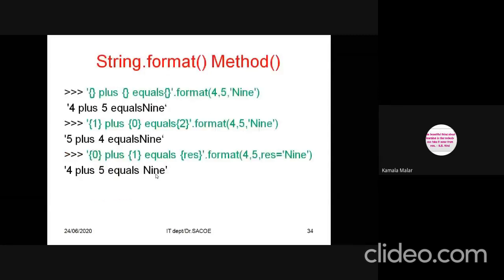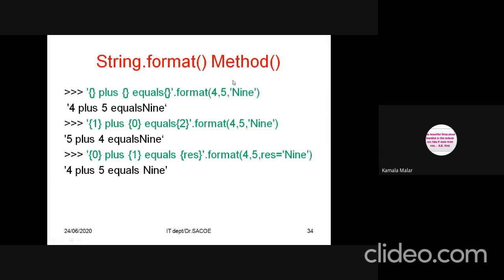In string format, this is used for printing. For example, if I want to pass a value as an argument, after that we will move to the function, where you will be clear with the argument and all. First, positional arguments, that is 0, 1, 2. So 4 is replaced in the first curly bracket. Next, 5 is replaced in the second curly bracket, and 9 is replaced in the last curly bracket.